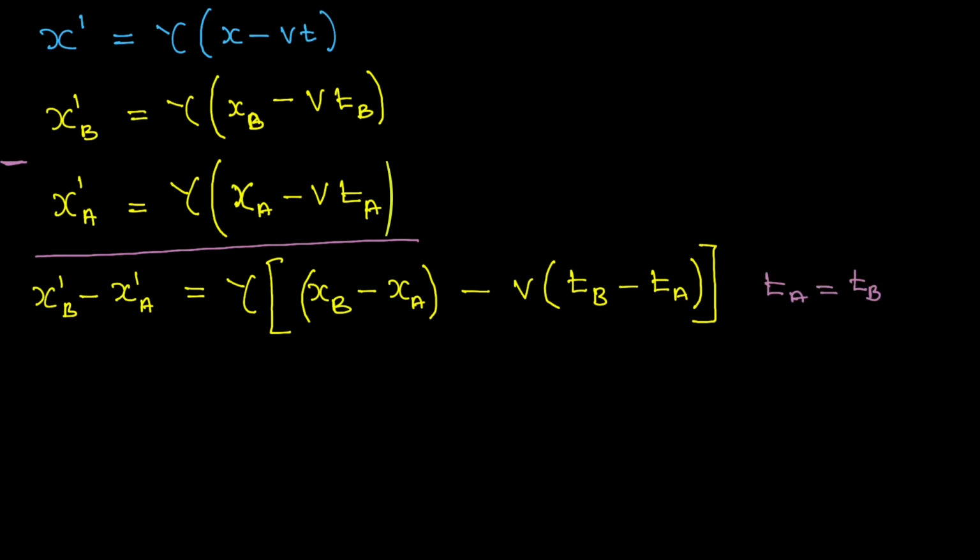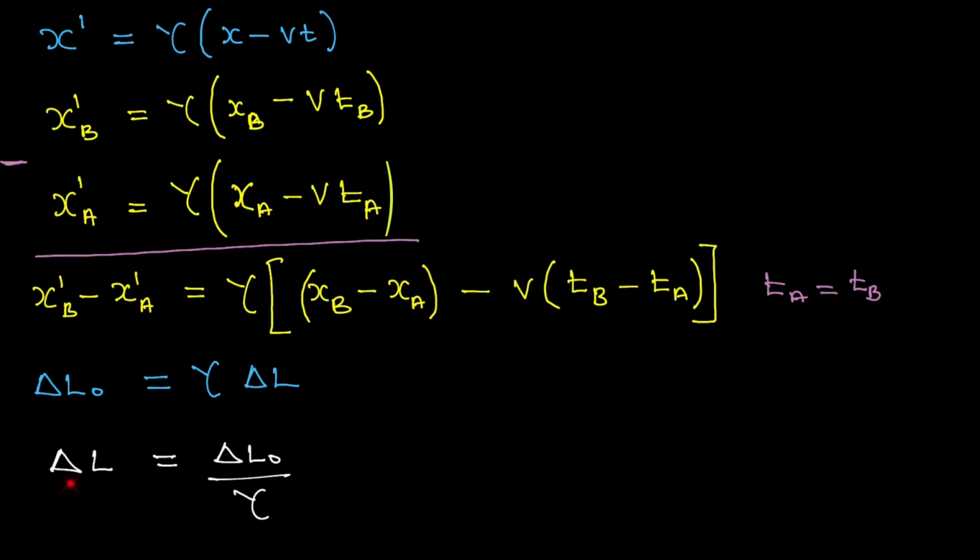But remember that tA has to be equal to tB, because if the frame of reference S is measuring the ruler, it has to measure the ruler at the same time, and therefore tA has to be equal to tB. The delta L naught is XB prime minus XA prime, which is equal to gamma delta L. Delta L is XB minus XA, and the time term will be 0 because tA is equal to tB, therefore tB minus tA will be 0.